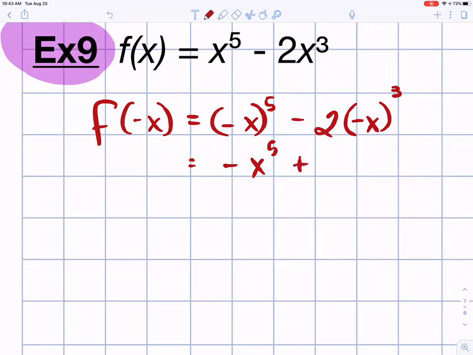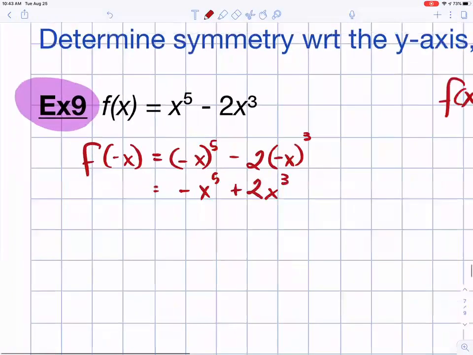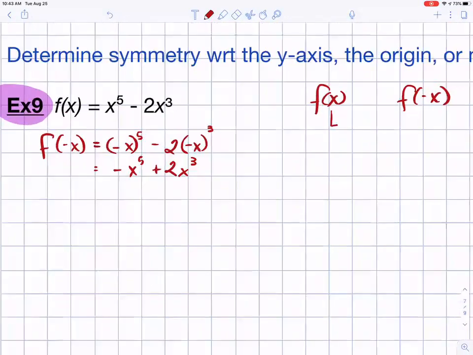All my negs become positive. How many 2's do I have? Just 1. How many x's do I have? Okay, so that's x cubed. All right, my test said if these guys are the same, it's an even function. They're not the same, are they? Oh dear, let's keep on testing.